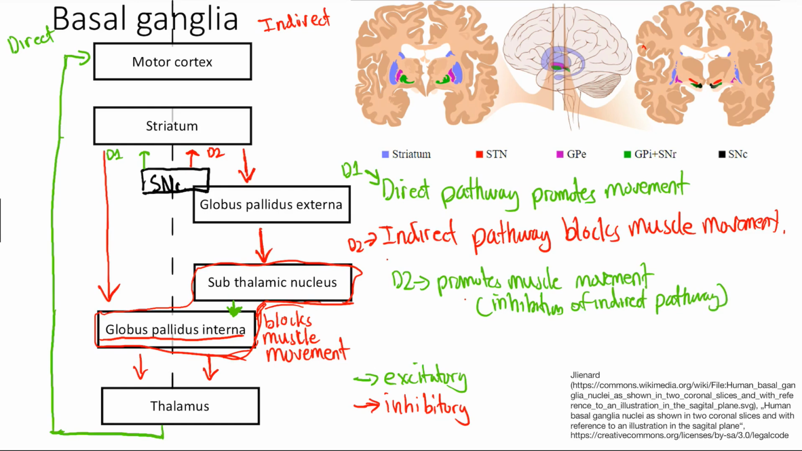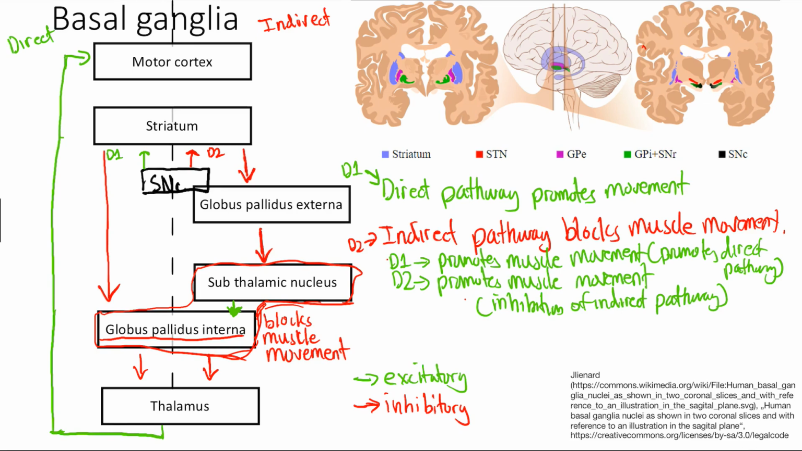And I just want to sum up that D1 also promotes muscle movement through the activation of the direct pathway. So dopamine promotes muscle movement through both pathways. So you do need to know every part of this, all these pathways.